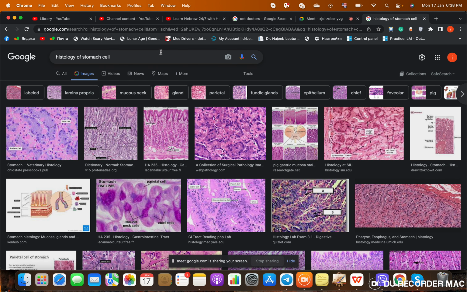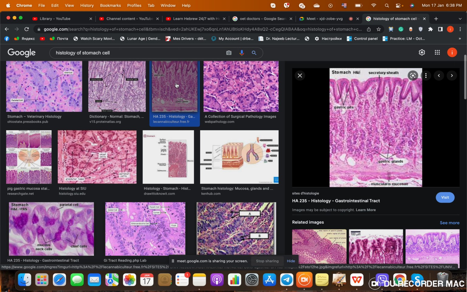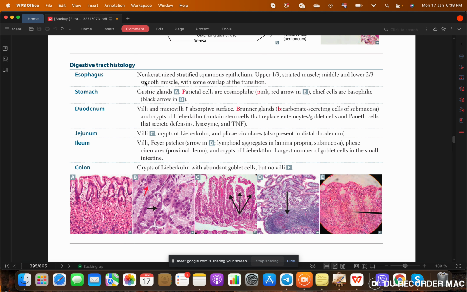So in the future, when they show you a cell like this, you know that this is a chief cell and this is a parietal cell. So let's learn how to do this. Okay, I will use this one. If we start with the esophagus, it has a non-keratinized stratified squamous epithelium. And keep in mind that our outside skin has keratinized stratified squamous epithelium.